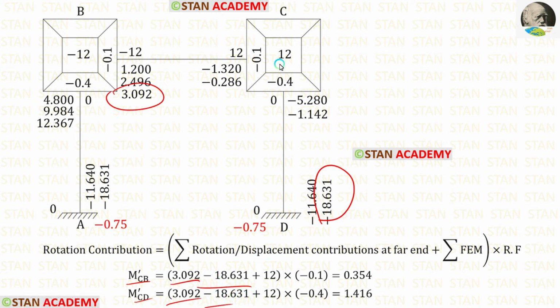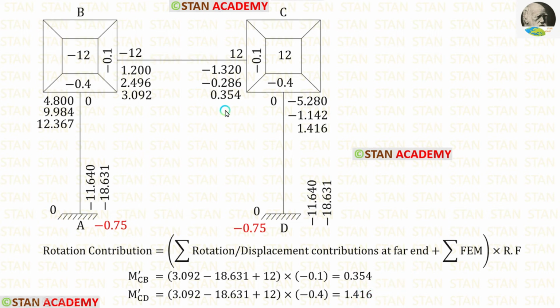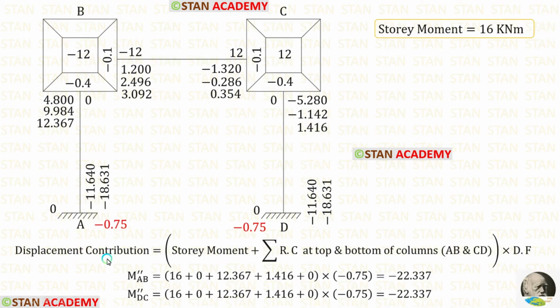Then let us apply the summation of fixed end movements. The rotation factor for CB is minus 0.1 and for CD is minus 0.4. After the calculation, we are getting m dash CB and m dash CD. Let us enter them. Now let us find m double dash AB and m double dash DC.